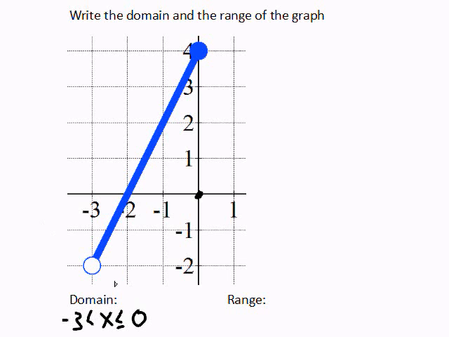Our range goes down to -2 and goes all the way up to 4. We write y in between, and since -2 is an open circle, we use a regular less than symbol with no underline, and since the 4 is a closed circle, we use a less than or equal to symbol.